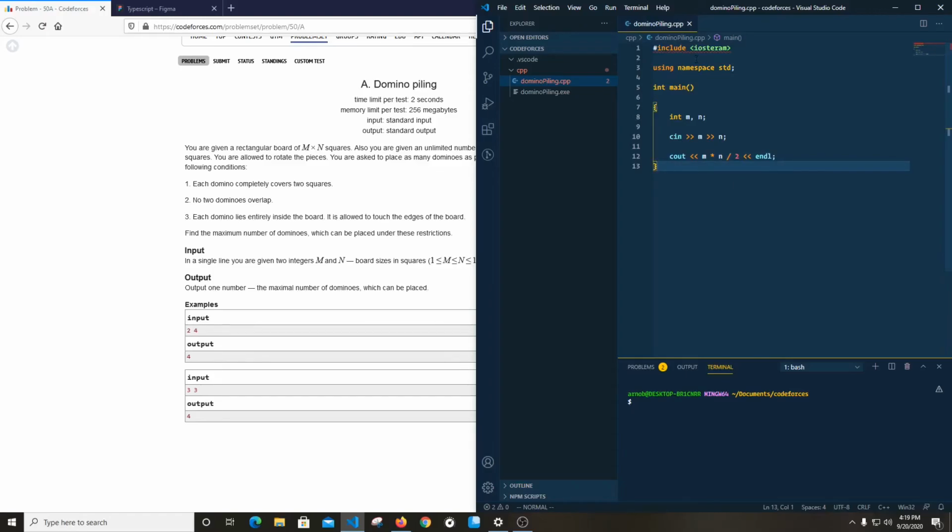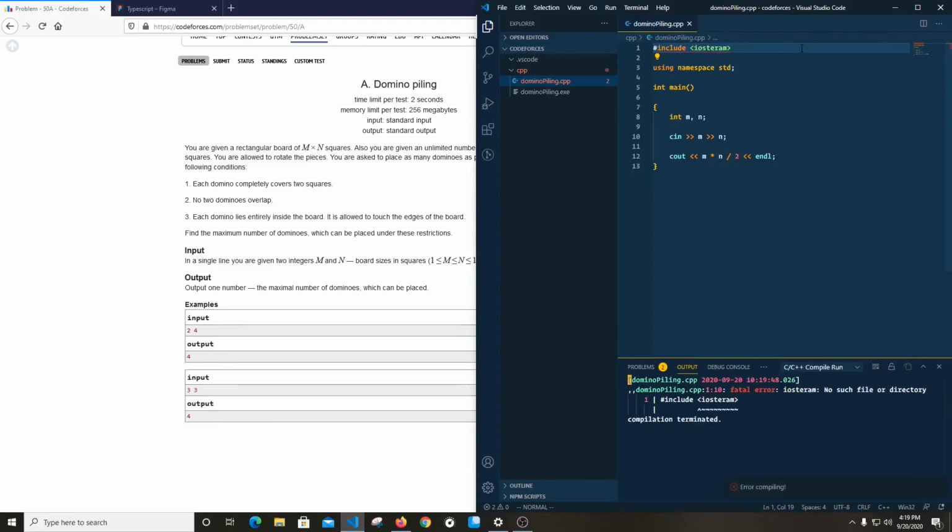That should solve the problem. What have I done wrong here? Well, it cannot open iostream. Why can't it open iostream? I don't know. Oh, because I made a typo here: iostream.